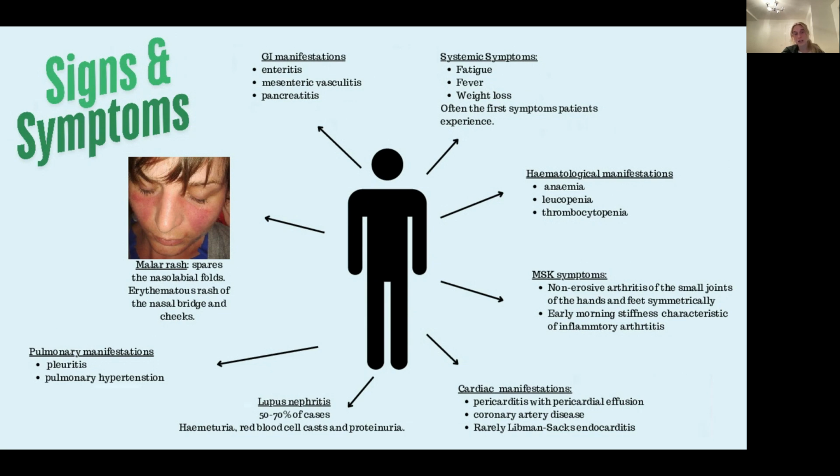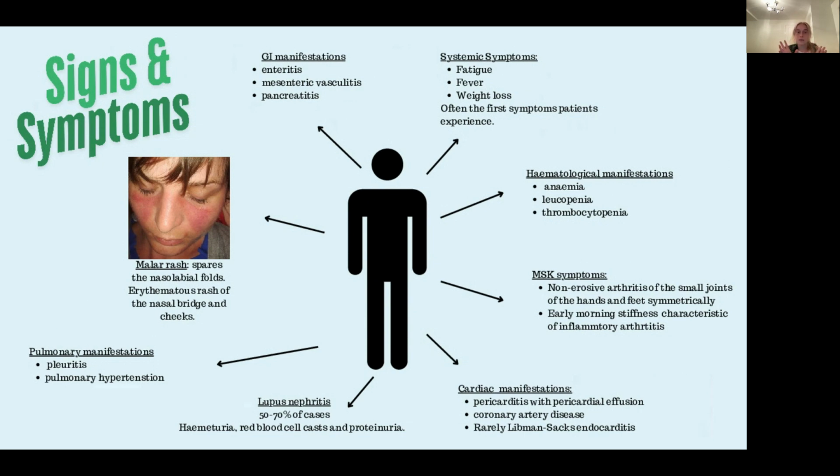Lupus nephritis is very common in patients, seen in 50 to 70%. And then they will present with things like hematuria, red blood cell casts in the urine, and proteinuria. Cardiac manifestations, so you can get pericarditis as a result of SLE, and coronary artery disease. You can get MSK symptoms, so you can get an inflammatory arthritis associated with stiffness. And then hematological manifestations, so these are things like anemia, leukopenia, and thrombocytopenia as well.